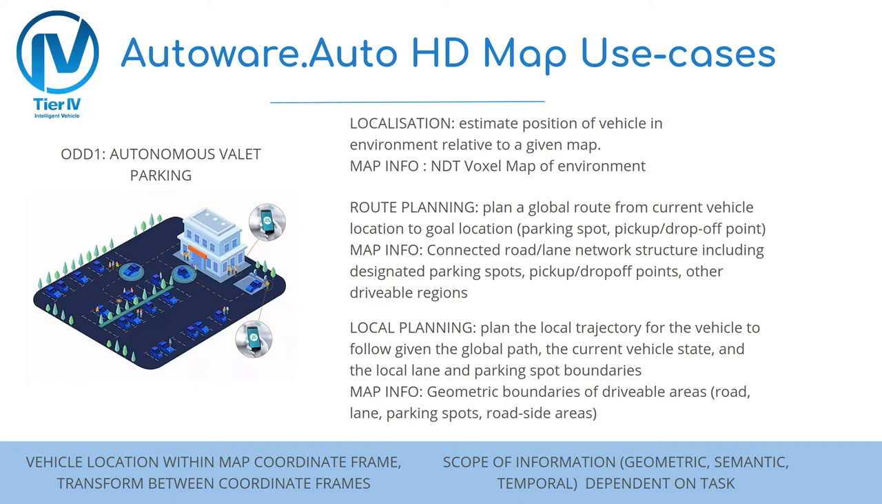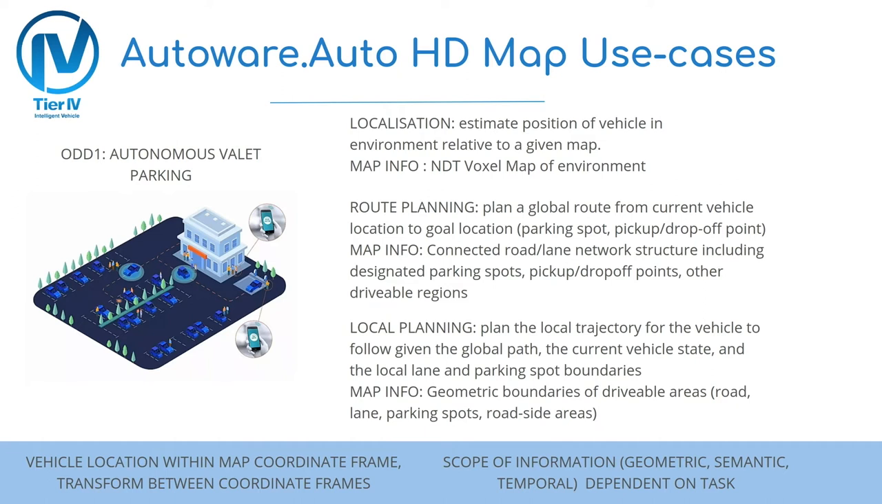Localization. The system must accurately localize itself relative to a map of the environment. An HD map in this case needs to represent detailed geometric structure in the environment against which to localize. Route planning. The system needs to be able to plan a global route from the current vehicle location to a goal location. In this case, the HD map needs to contain information such as connected road lane network structure, designated parking spots or pickup drop-off points and other drivable regions in the environment.